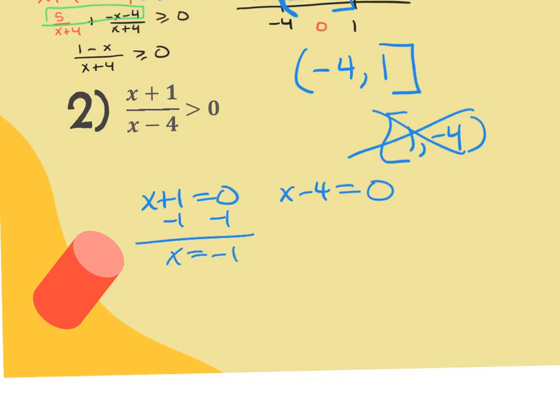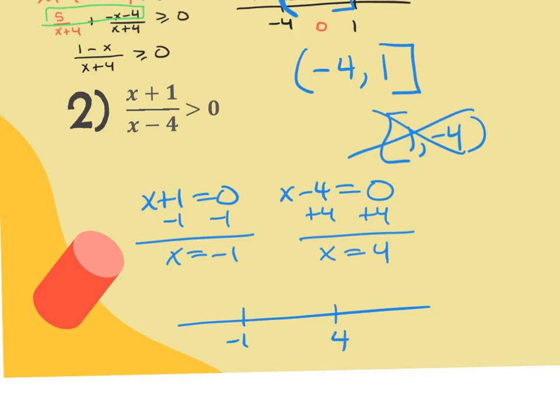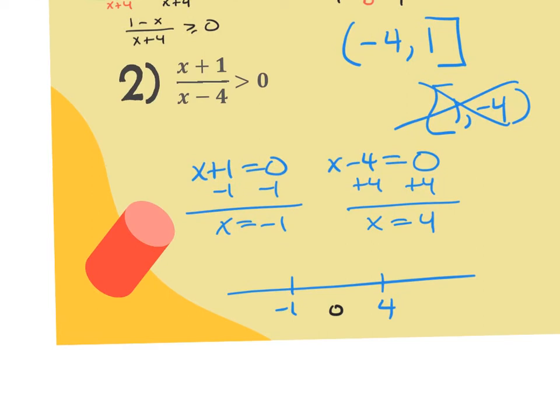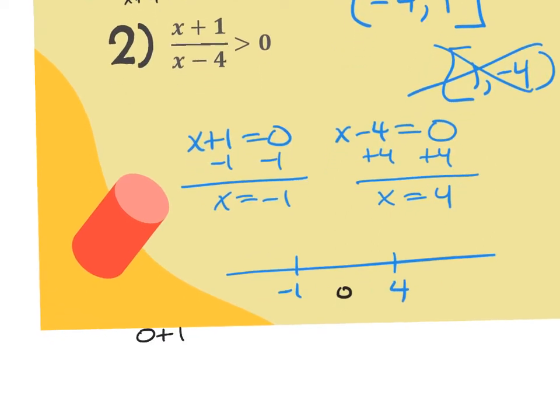Add 1, add 4. So now I'm going to add these two numbers to my number line, least to greatest. I'm going to choose my test point. Again, I'm going to pick 0 because it wasn't one of my answers. So now I'm going to plug it into the original. So 0 plus 1 over 0 minus 4. 0 plus 1 is 1, 0 minus 4 is -4. -1/4 is not greater than 0. This is a false statement.